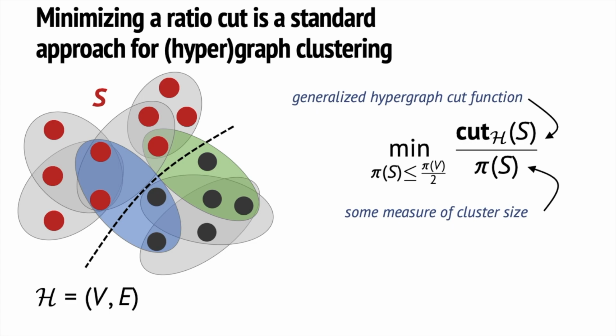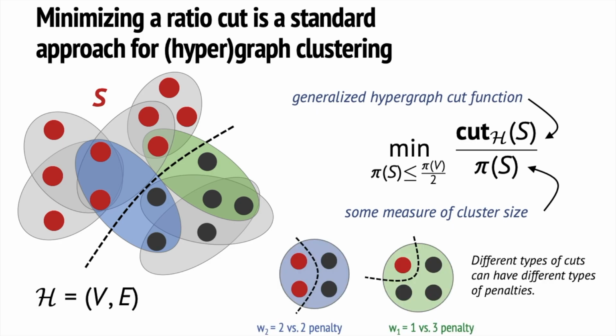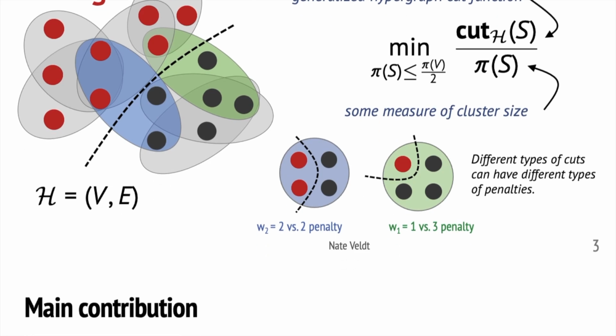One interesting and challenging thing about hypergraph clustering is that there are many different ways to separate the nodes of a hyperedge into two clusters. For example, I may wish to penalize the blue and the green hyperedge differently in this small example, since the blue hyperedge has two nodes in the cluster S, but the green hyperedge has only one. This has led to the recent notion of a generalized hypergraph cut function, and there's a growing body of research on minimizing hypergraph clustering objectives under generalized notions of cuts.